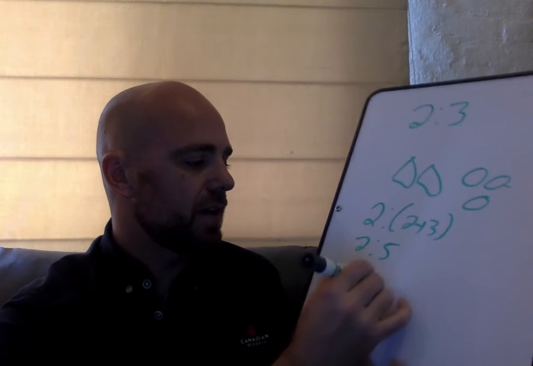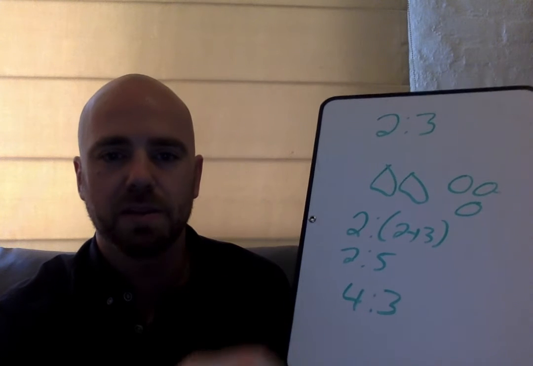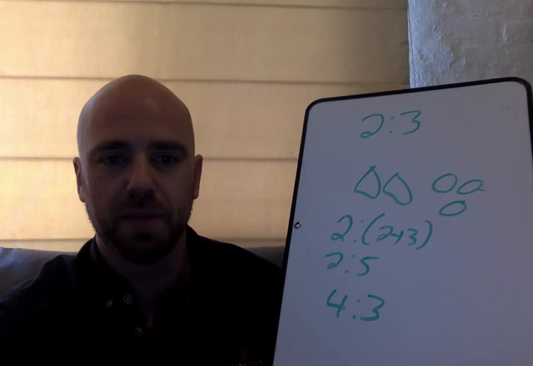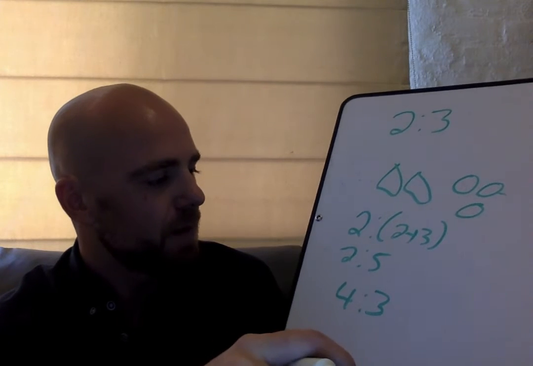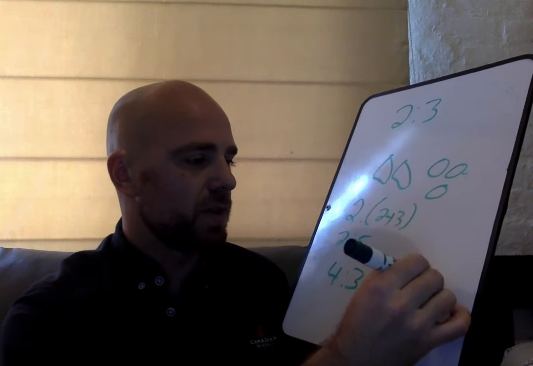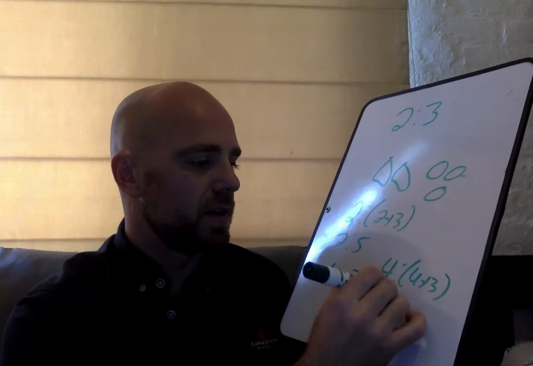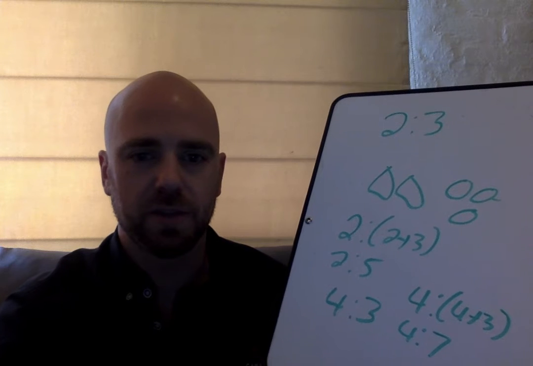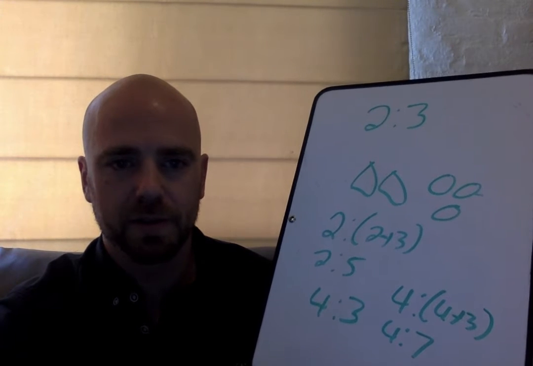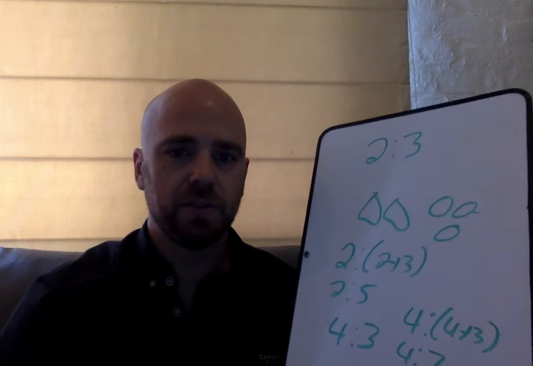So if we've got something like 4 to 3 as a part-to-part ratio, what would the part-to-whole ratio be? Hopefully you were able to get it, and it was 4 to 4 plus 3, which gives us a 4 to 7 ratio. So we can also use these part-to-wholes or part-to-parts to compare as well.